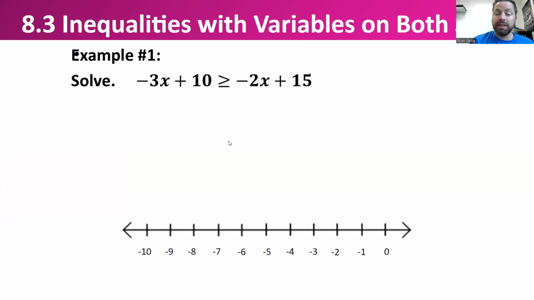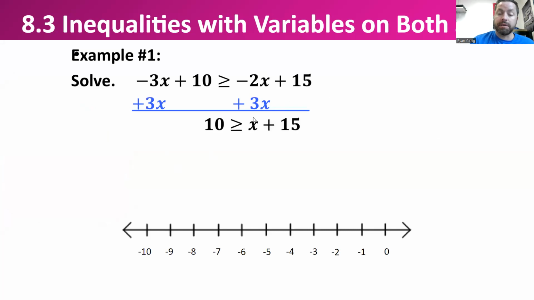The good news is it's a lot like what we've done in the past with solving equations like this. We want to try to keep our x's positive if possible. You don't have to do that, but it does make things a little easier. So in this case right here, I'm going to add 3x to both sides. Why? Well, what's negative 2x plus 3x? That's positive 1x. So I kept my x positive.